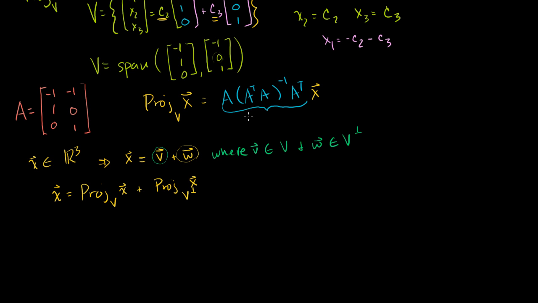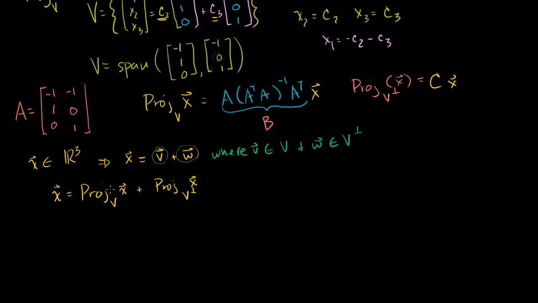Let's just call this matrix T. Let me just call it B. And let's say that the projection onto the orthogonal complement of V of x is equal to some other matrix C times x. We know this is a linear transformation, so it can be represented as some matrix C times x.